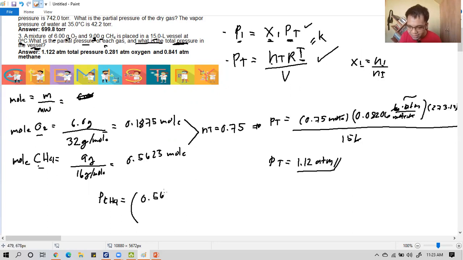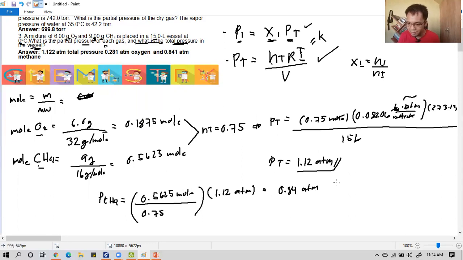0.5625 mole. All over, what is the total moles? 0.75. Okay. That's for the mole fraction. And then the total pressure is this one, 1.12 atm. And then for that, we will get the partial pressure: 0.5625 over 0.75 times 1.12 atm. And you will get the answer of 0.84 atm. The answer here is 0.84 atm methane.